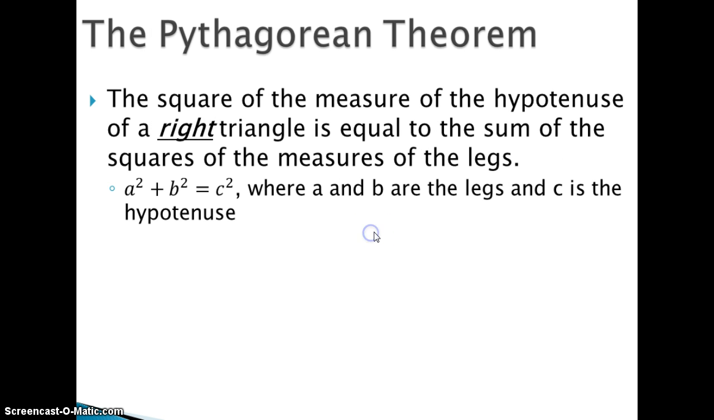about angles. So the Pythagorean theorem says the square of the measure of the hypotenuse of a right triangle, notice that's underlined there, it's really important you have a right triangle, is equal to the sum of the squares of the measures of the legs. So if we take a squared plus b squared, a and b are the legs, those added up have to equal c squared, and c is the hypotenuse.